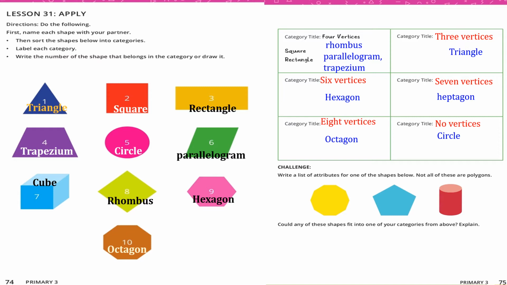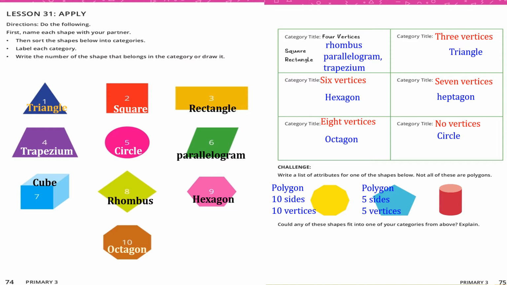Now our challenge. Let's write the attributes of each shape from these 3 shapes. The first shape is polygon or not? Yeah, it's polygon. It's a 2D shape and closed one, and it doesn't have any curves. So it's a polygon that has 10 sides and 10 vertices. The next one, it's a polygon also, and it has 5 sides and 5 vertices.